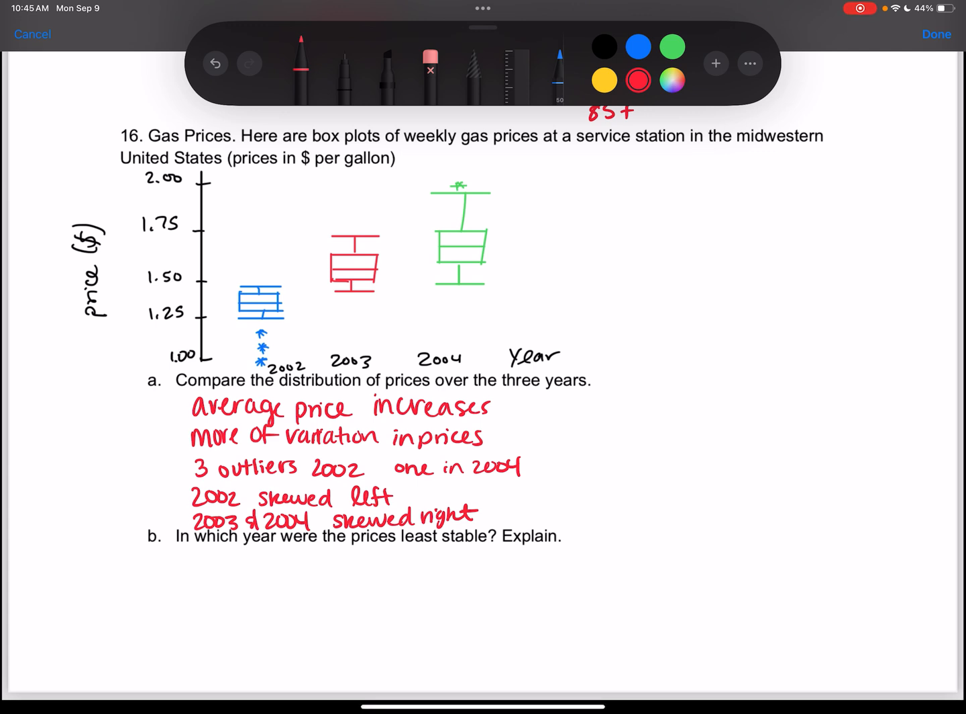Then part B, in which year were the prices least stable? I think you kind of had already said this. 2004. Yeah, 2004, there's the widest range there. The other years, like 2002, is probably the most stable because everything's kind of packed in. Outside of those 3 outliers, it's pretty packed in, but 2004 is very spread out. So 2004, the range was wider in regards to price.